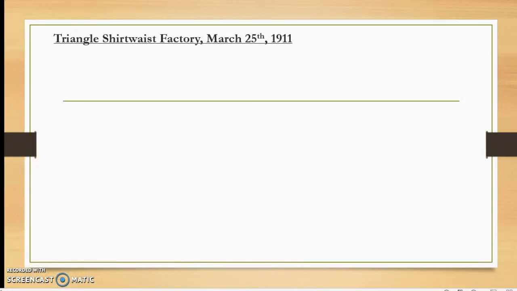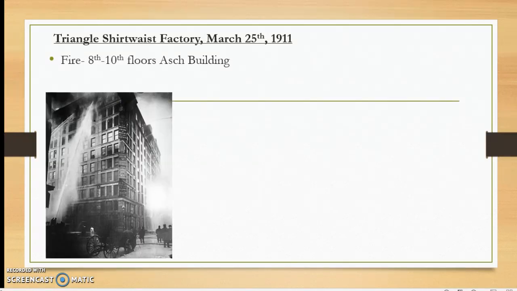On March 25th, 1911, there was a fire in this building. This was known as the Asch Building. On floors 8 through 10, there were hundreds of women sewing clothes, producing garments, producing the cutting edge, in-fashion clothing items of the time. A fire broke out, they believe, in a waste paper basket.